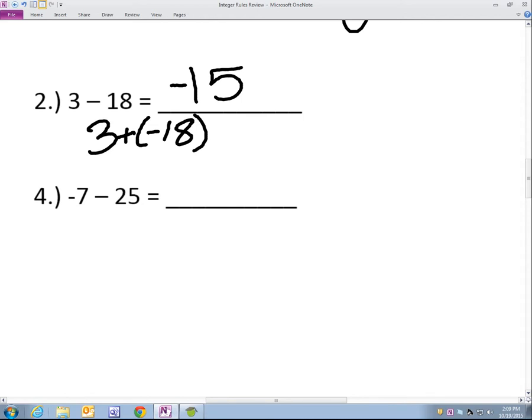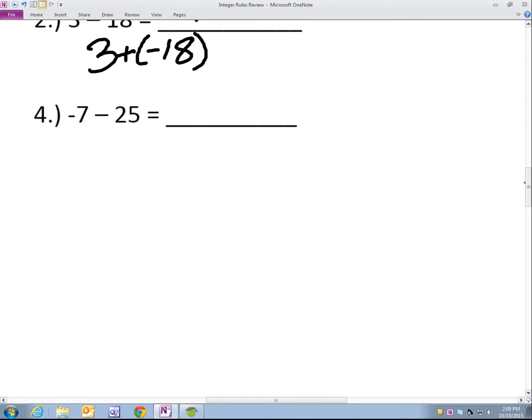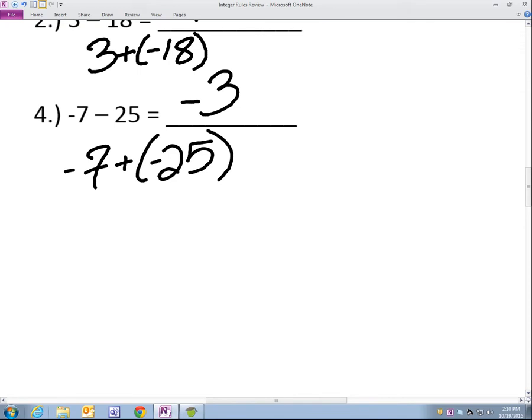Now we have number 4. Keep, change, change. I have 25 plus 25 plus 7. It's going to be negative 32. Good. I like that sound of confidence from people in the audience. Yes. Thank you.